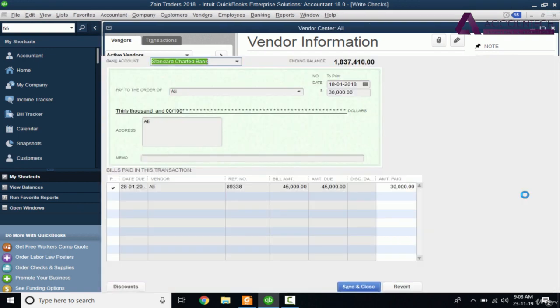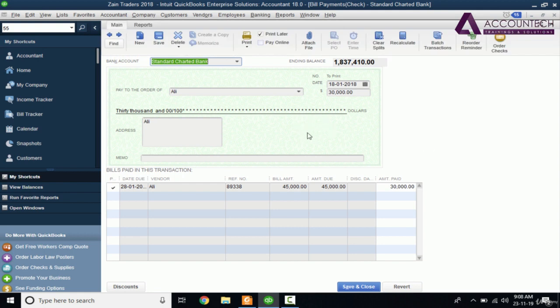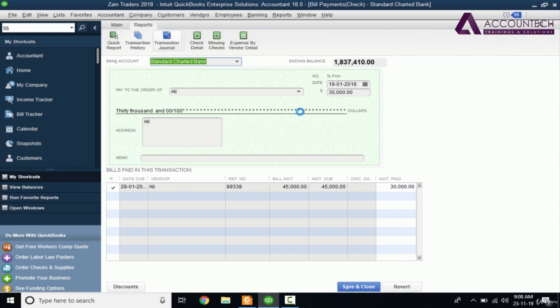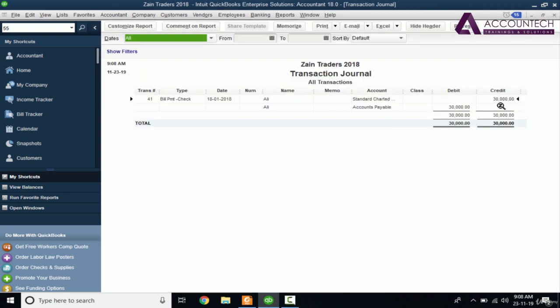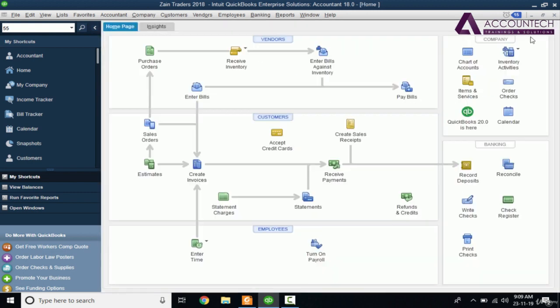Double click on that. Now you will notice that this layout is a little bit different from where we make the payment. This is because it is showing it in the write checks option. So that's not a problem for us. We will just check the reports and transaction journal. Standard Chartered is credit and accounts payable is debit. Means liability is reduced, so it is debit, and we are paying it by Standard Chartered Bank, so it is credit. This is how we can make the payments of the bills.